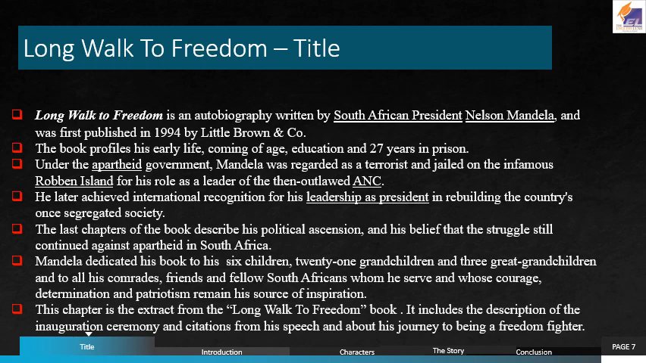The book profiles his early life, coming of age, education, and 27 years in prison. Under the apartheid government, Mandela was regarded as a terrorist and jailed on the infamous Robben Island for his role as a leader of the then outlawed ANC. He later achieved international recognition for his leadership as president in rebuilding the country's once segregated society. The last chapter of the book describes his political assassination and his belief that the struggle against apartheid still continued in South Africa.